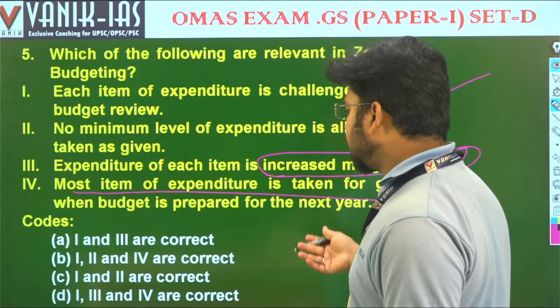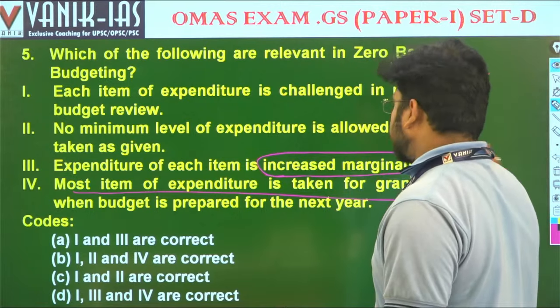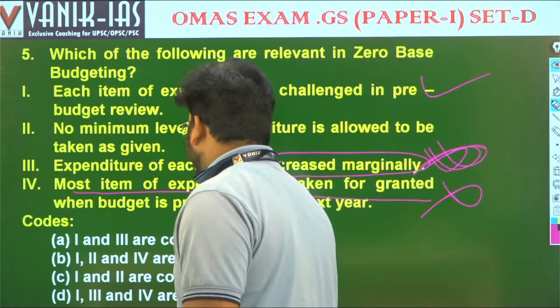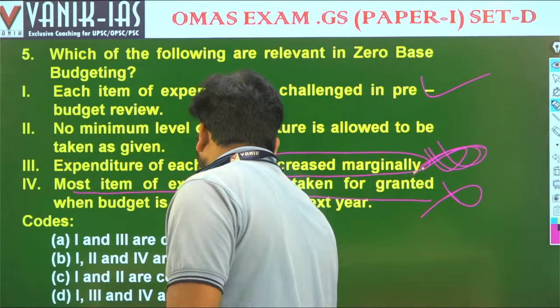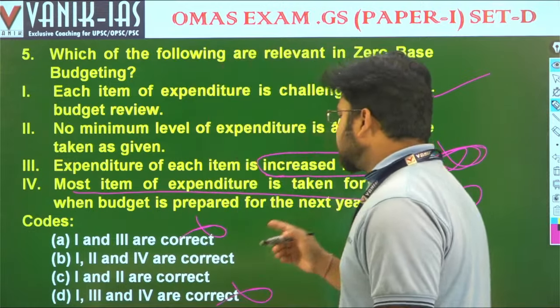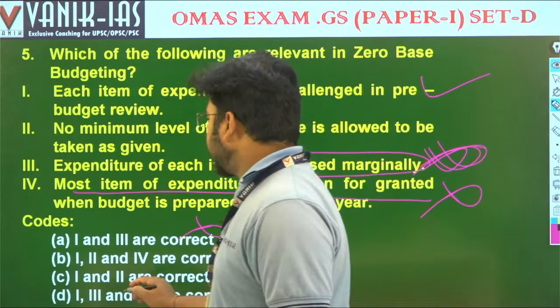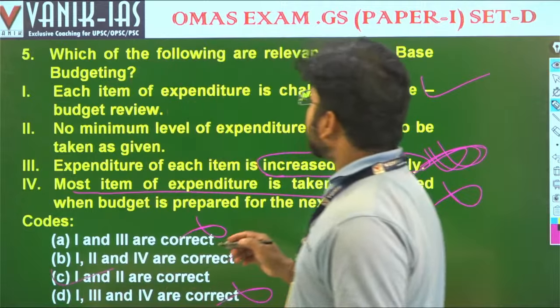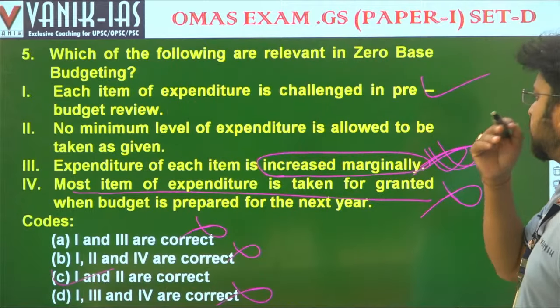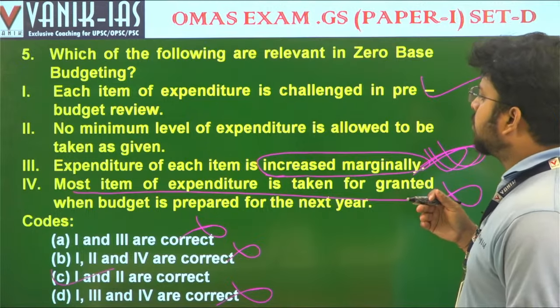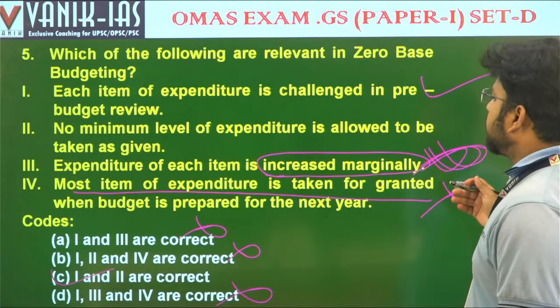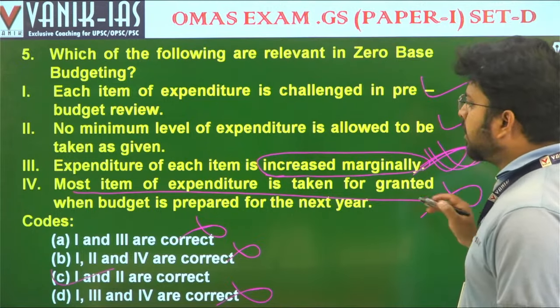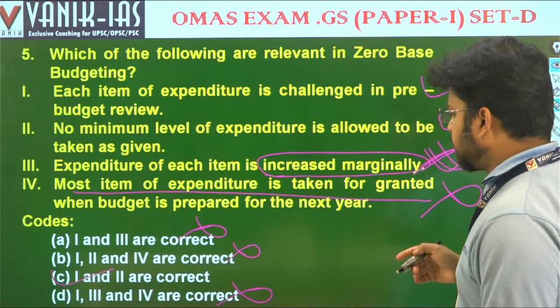So any option where three is present is wrong. Four is also wrong because nothing is taken for granted. So one and two are right. No minimum level of expenditure is allowed. Okay, one and two options are right. C is the right answer.